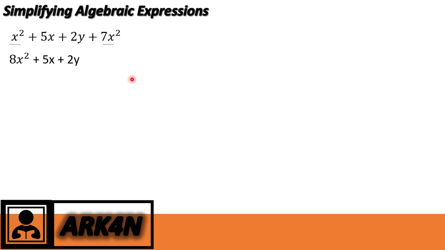Okay, we add them up, we get 8x squared plus 5x plus 2y. Great, and we simplified the expression.